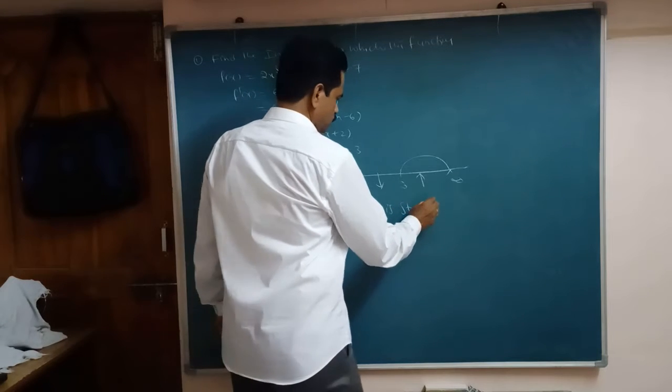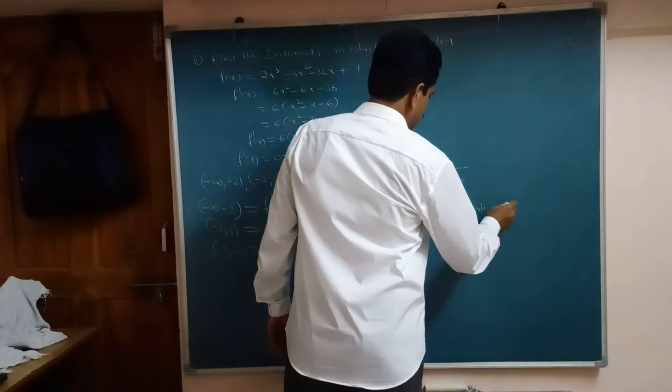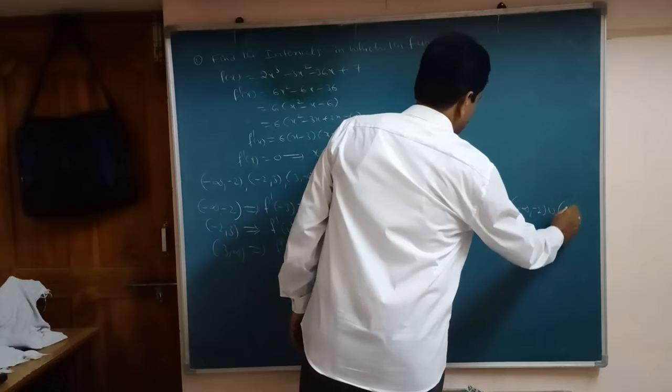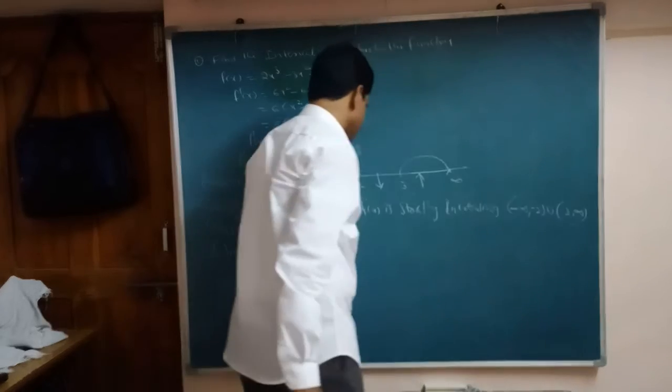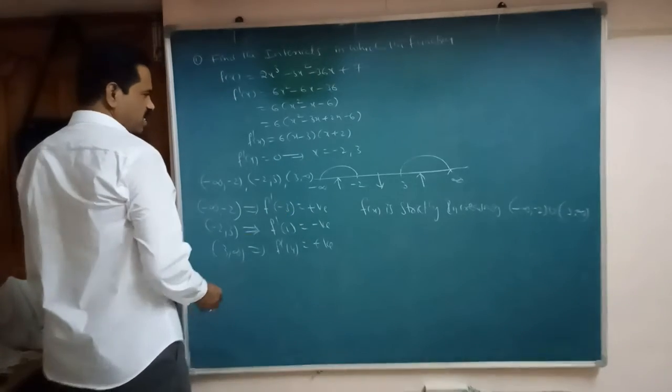So therefore f of x is strictly increasing in which intervals here? Minus infinity comma minus 2 union 3 comma infinity. Next, decreasing. Minus 2 to 3 you take here.